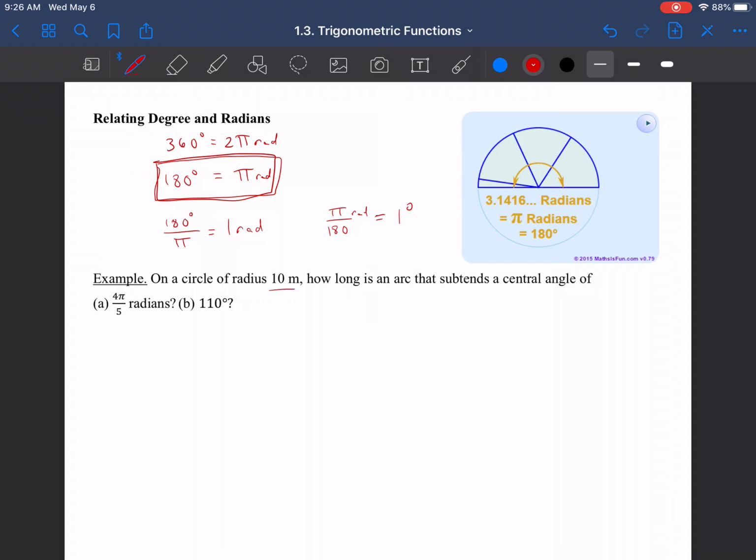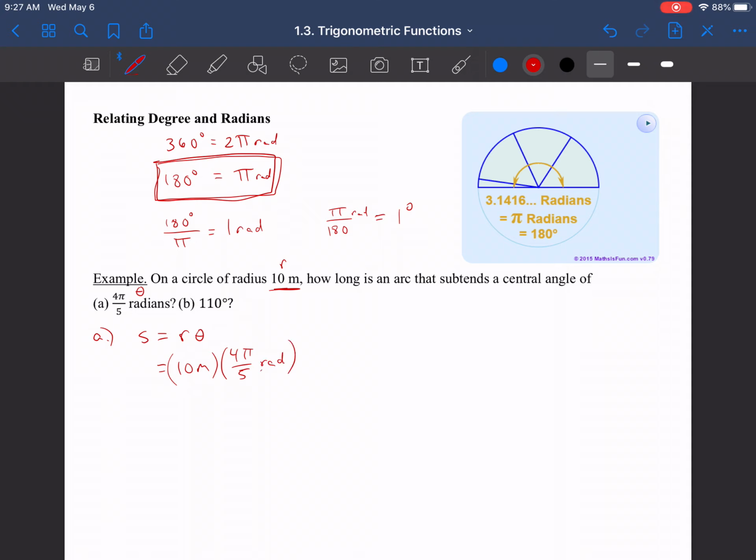We have a circle of radius 10 meters, so that's r. How long is an arc that subtends a central angle of 4 pi over 5 radians? So this here will be our angle theta. So for part A, we need to do S equals r theta, and r in this case is 10 meters given to us. Theta is 4 pi over 5 radians.